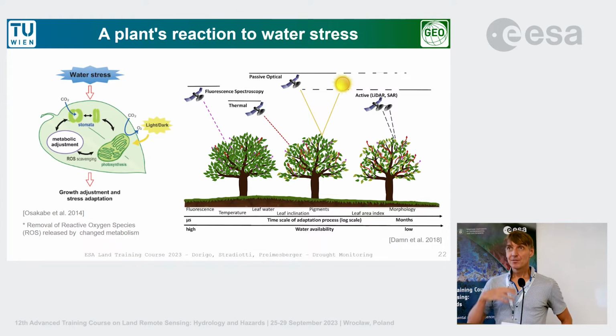And you have different tools in remote sensing to monitor different stages of photosynthesis or drought impact. And this is very schematic. There's much in between. But the first thing that reacts is fluorescence. Who knows what plant fluorescence is?